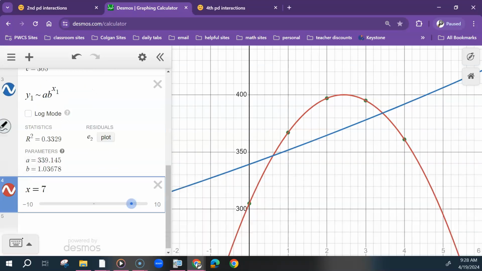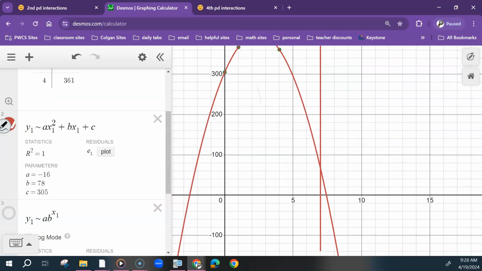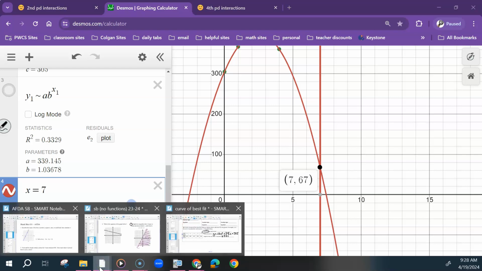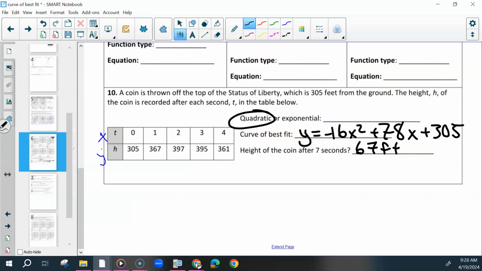So if I put in x equals 7 and I find where that crosses, I'm going to have to zoom out. It is at 67, which makes sense because after 7 seconds, it's going to be closer and closer to the ground. It should still be in the 300s. Questions on any of that before we do one more example? Yes. Try your best.